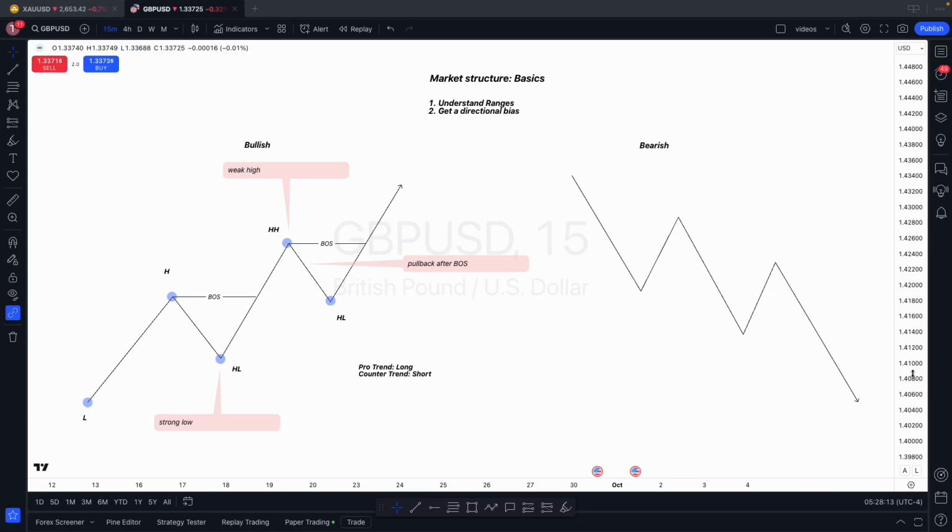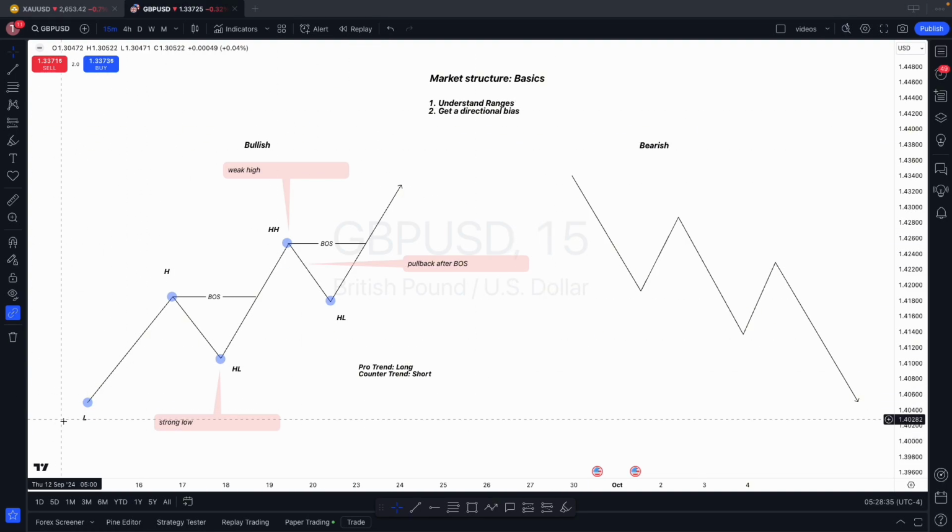Okay, so today we're going to go over market structure and the basics of market structure. This will help you to understand ranges better and get a directional bias so you can be on the right side of markets more times than not. So on the left here, we have a bullish example and the schematic of it. On the right, we have a bearish example, right? So let's look at the bullish one first.